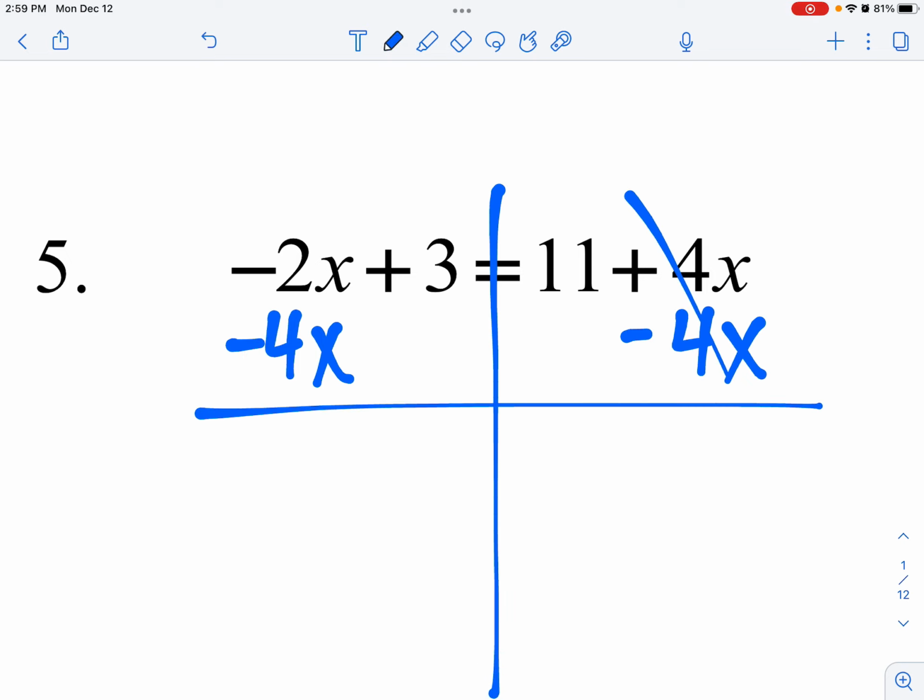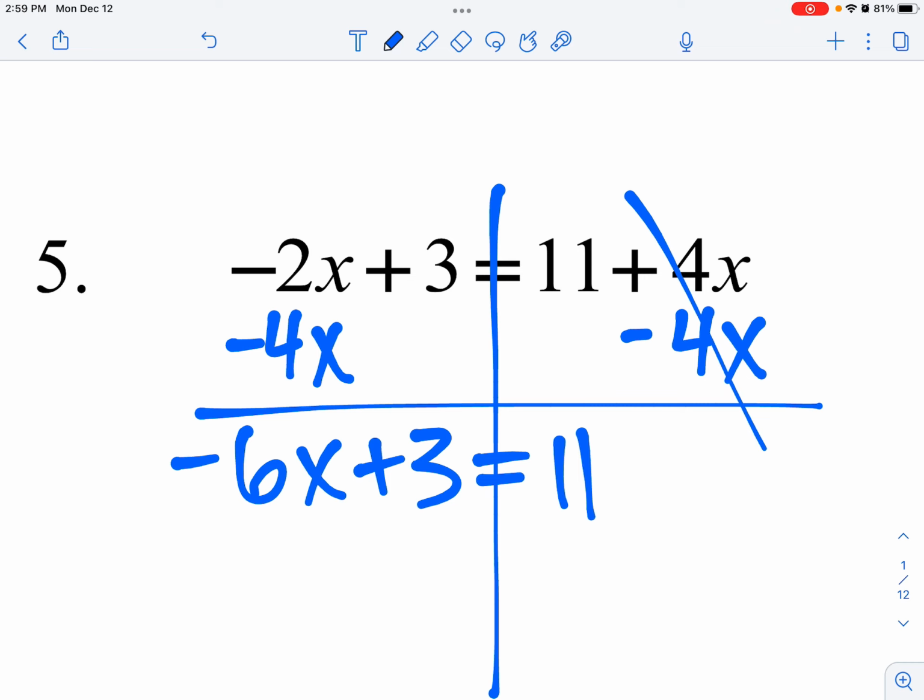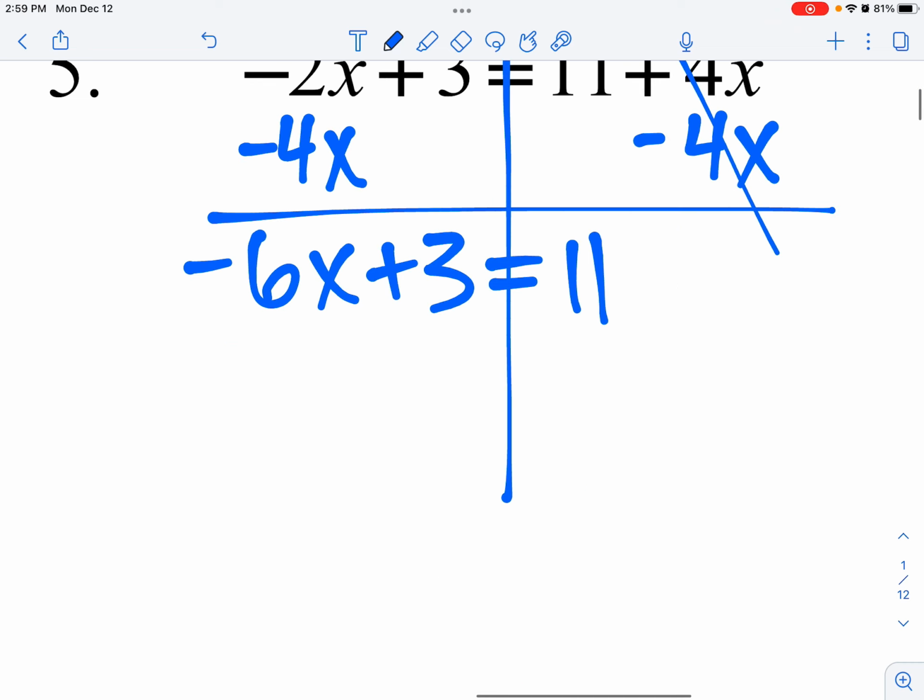Okay, here we go. That's gone. I still have 11 over here. I still have my equal sign. I still have +3, but I can combine these because they both have an x in them. -2 minus 4 makes -6x. Okay, so I'm making it a little bit simpler.